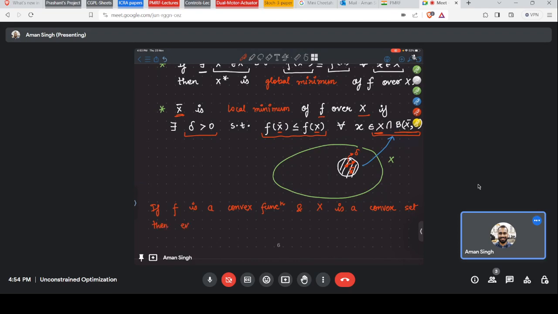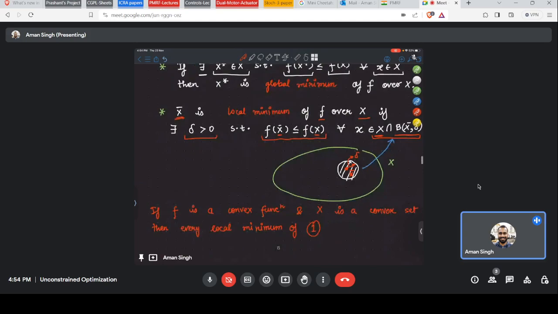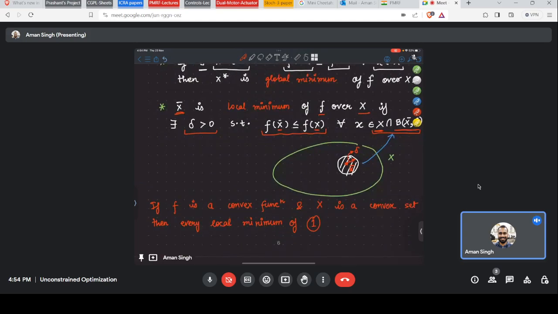then every local minimum of that optimization problem, let's call this one, optimization problem 1, every local minimum of optimization problem 1 is a global minimum. So this is an important property that convex sets and convex functions have: if we have a convex function which we want to minimize over a convex set, then every local minimum is a global minimum.